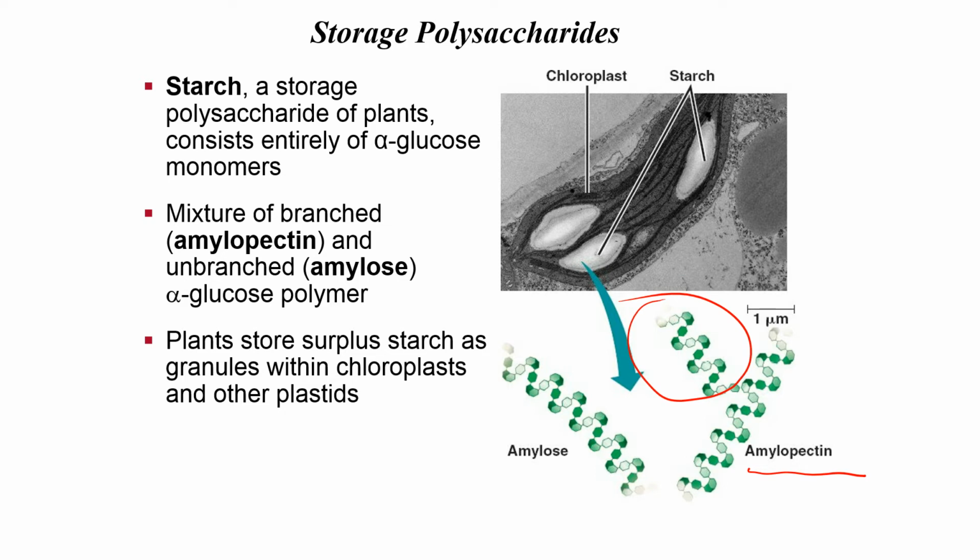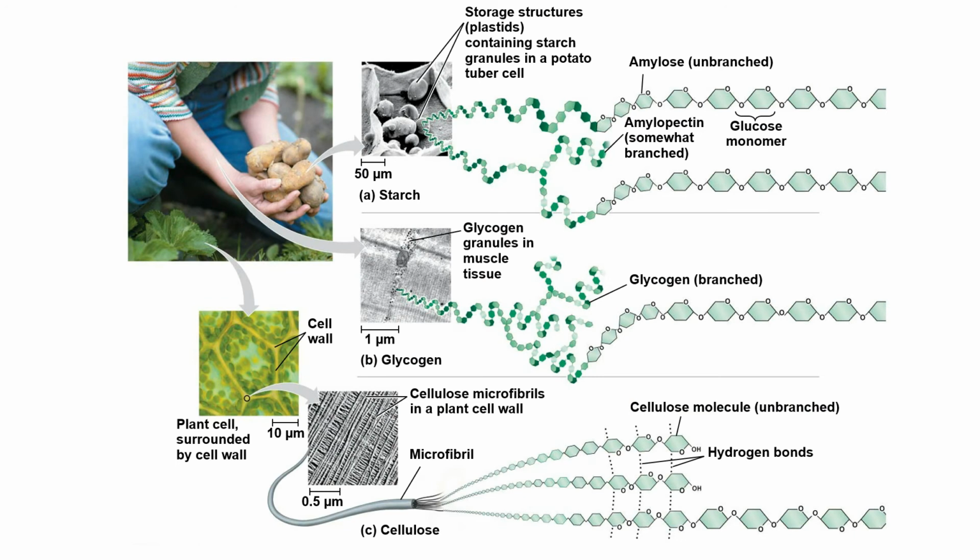And basically, when you think about starch, it can coil up. So going back and looking at starch, the structure coils on itself. This is only a small view of a molecule of starch, but it can basically coil up on itself like an accordion.